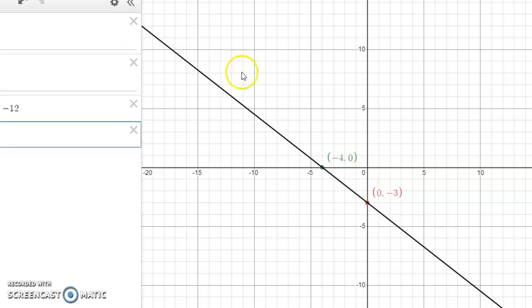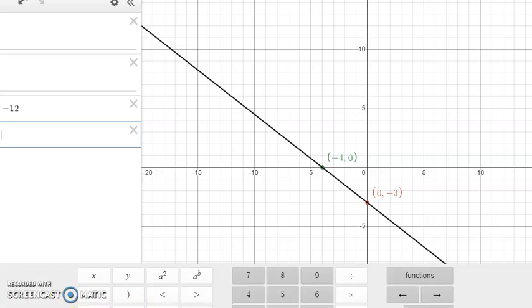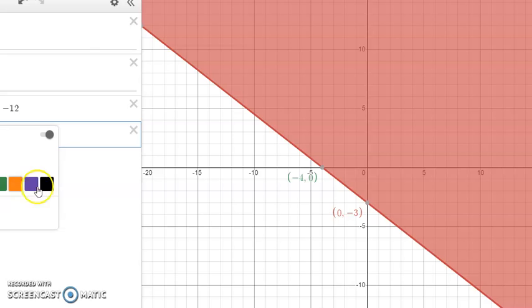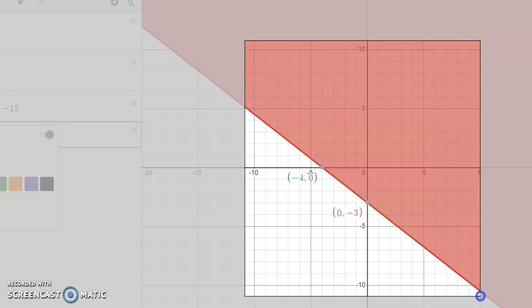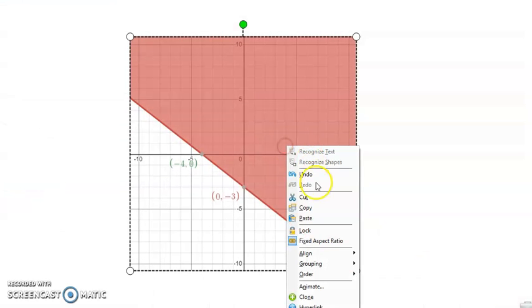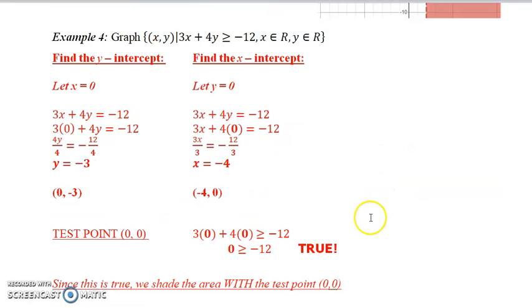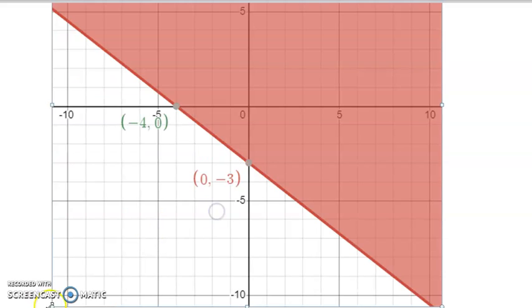We said the 0, 0 is in the shaded region, so we want to shade above. I don't like the black color just because it's really dark, so I'll put a lighter color here, like a red. You can use any color you want. Just shade it with your pencil. And that's all you need to do. And there's your graph. We're going to take a picture of that for our notes. When you graph that inequality showing all your supporting work, you're done.